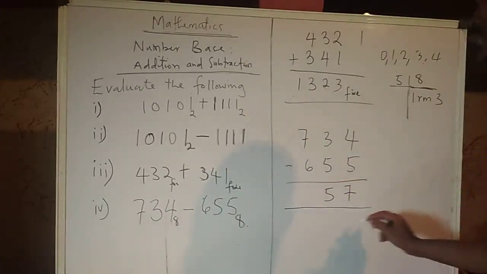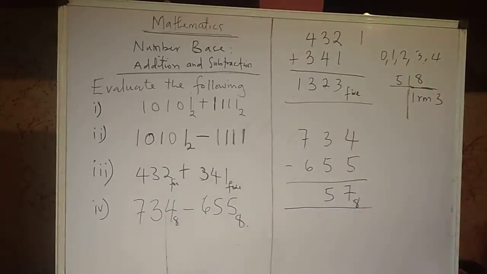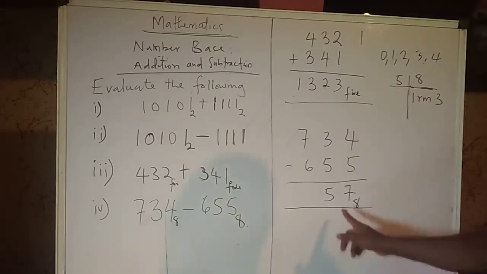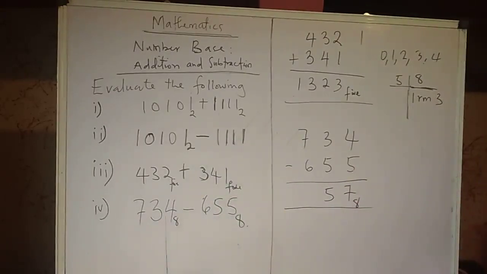So what we have here is what? 5 and 7 in base 8. That's what we have. 5, 5, 7 base 8. So that's how this actually works, alright? Yeah, so that's how it works for us. Thank you.